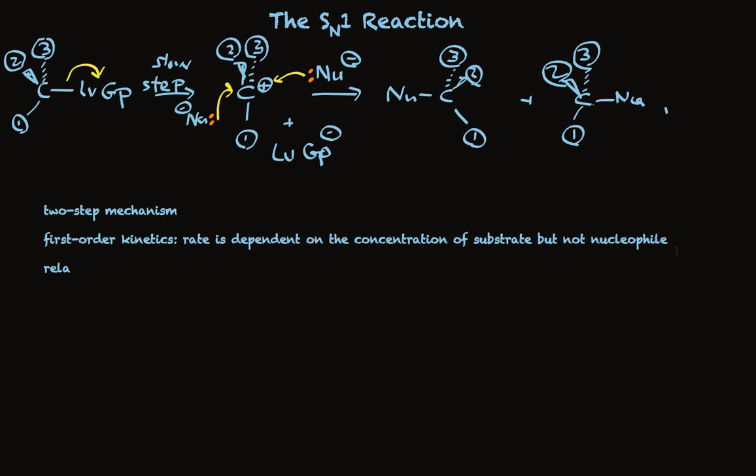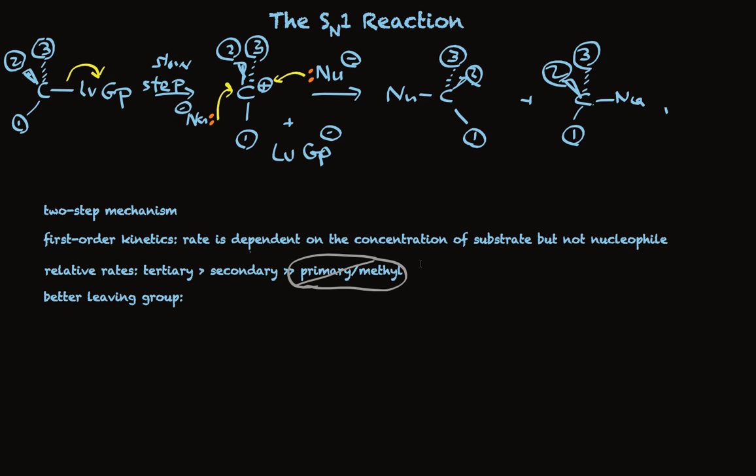The relative rates for substrates with different numbers of alkyl groups attached is just the opposite of what we saw for SN2. Tertiary is faster than secondary, which is much, much faster than primary. Primary just doesn't happen. We'll just put methyl there too. Methyl doesn't happen. Better leaving group, faster reaction. Better nucleophile, no effect on the rate.